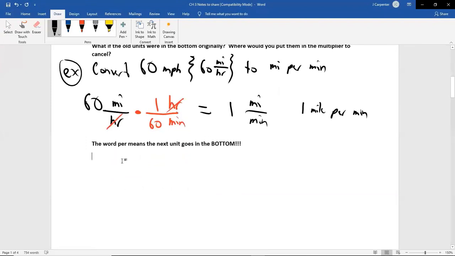All right, so what if we have multiple conversions? What if we need multiple conversions? For example, what if I asked you to convert 2 years to minutes?